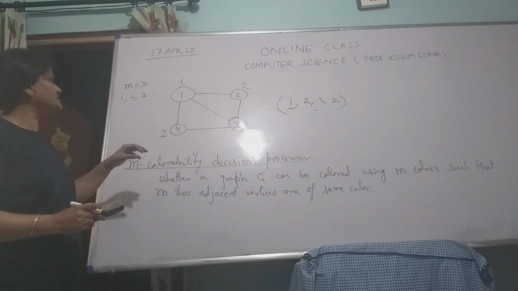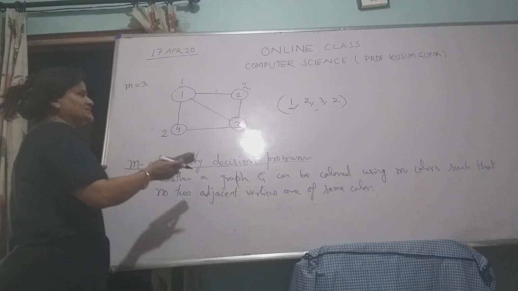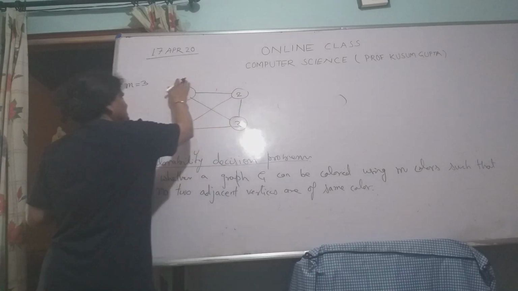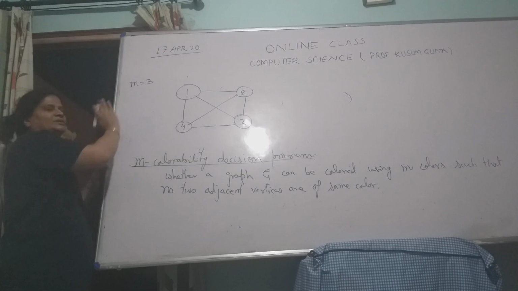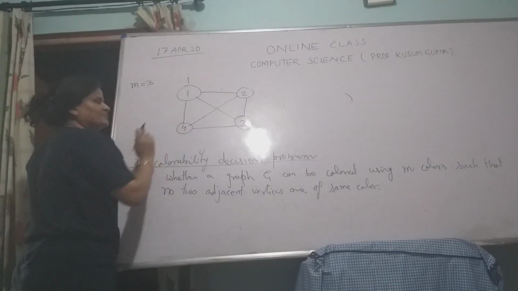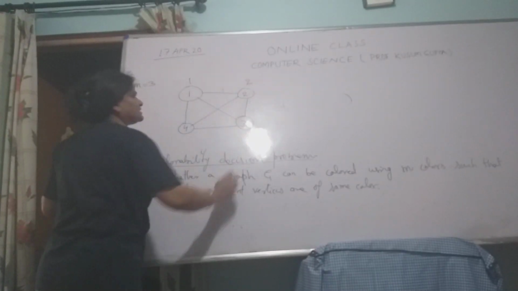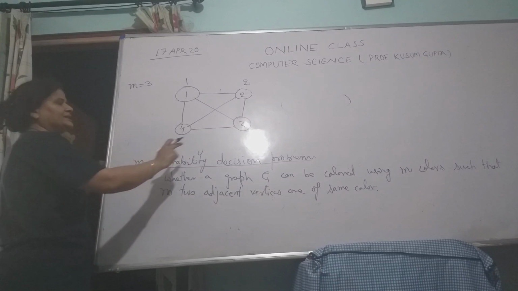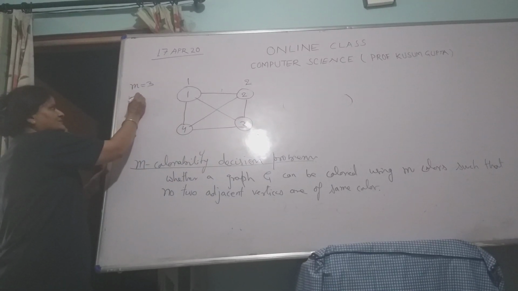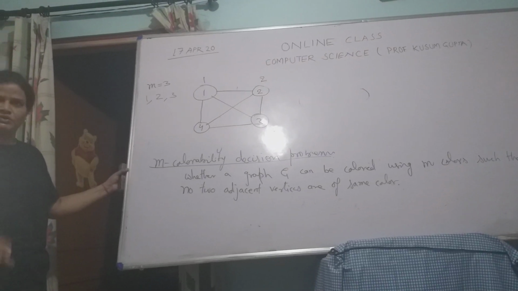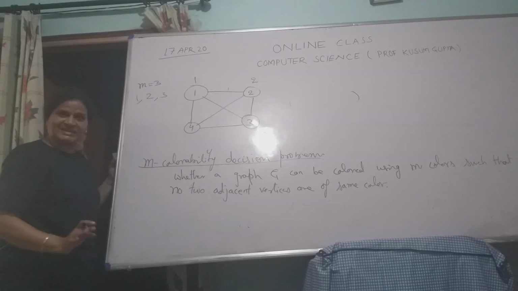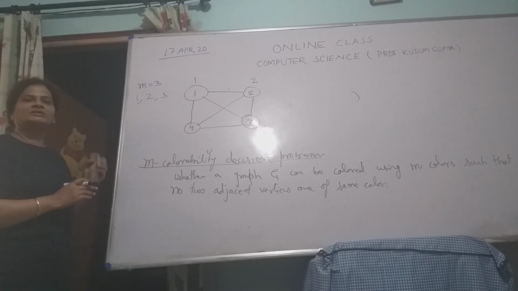Now, with the same number of colors, suppose I change the graph like this. I am using 3 colors. First vertex again takes the first color. The second, third and fourth cannot use 1 because they are adjacent. The second vertex can be colored with the second color, and the third vertex with the third color. All 3 colors have been used. Now vertex 4 is adjacent to 1, 2 and 3, so no color is possible for vertex 4.